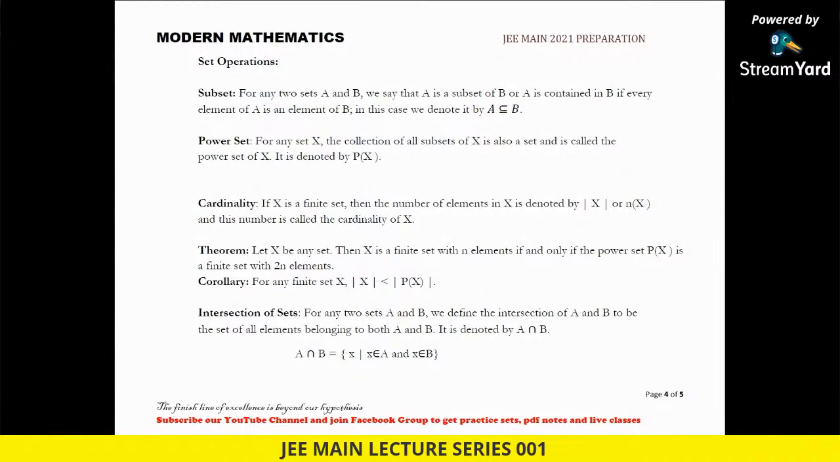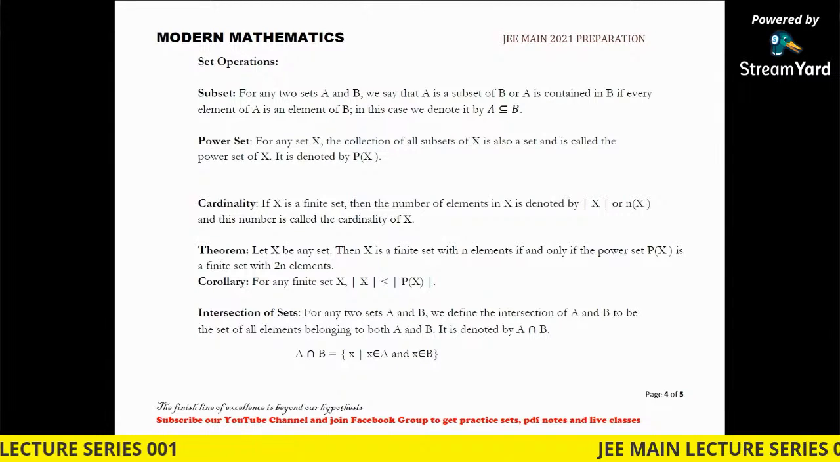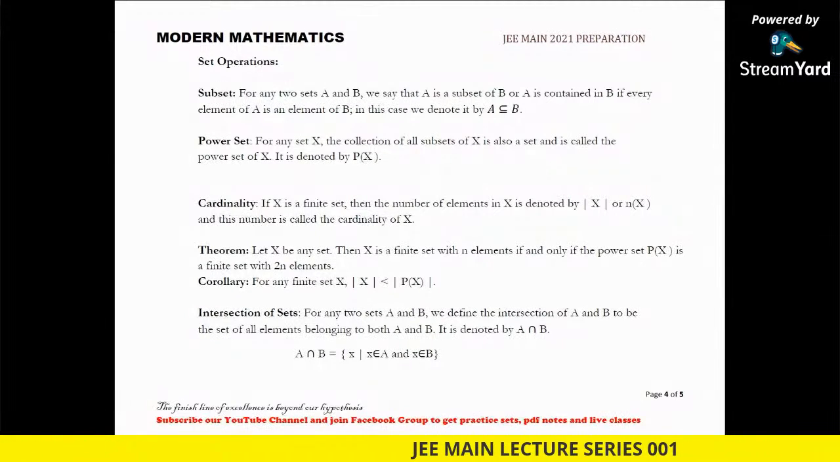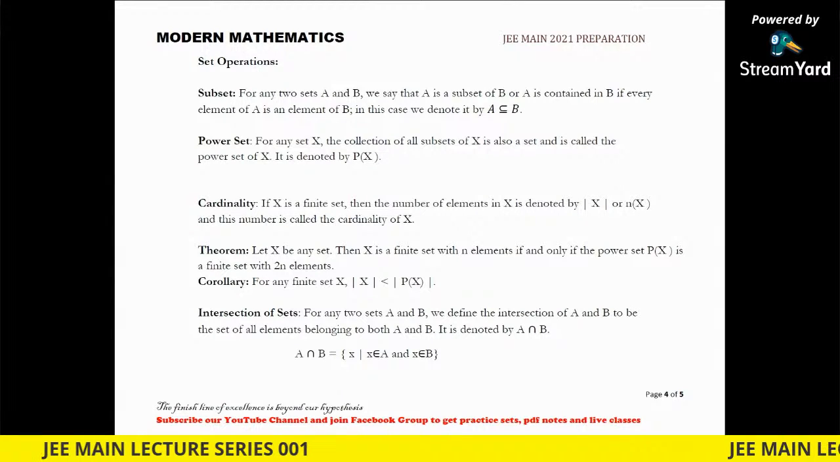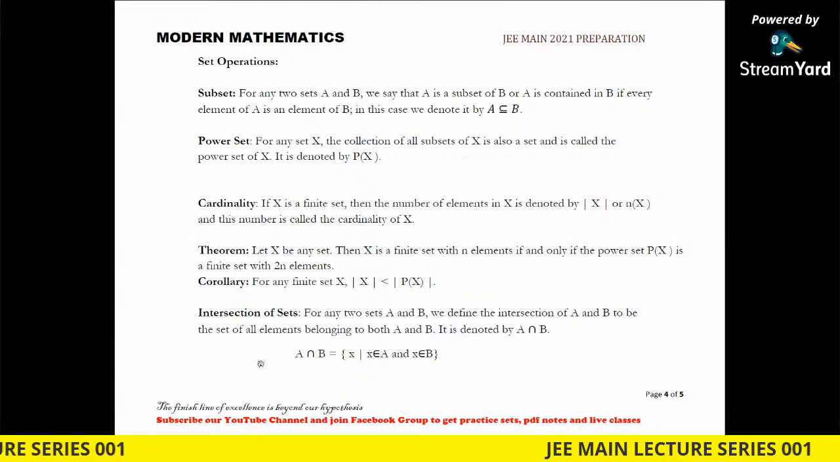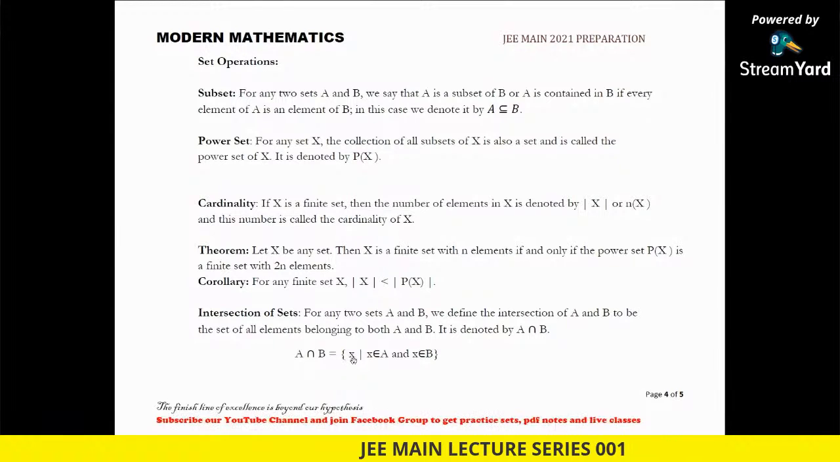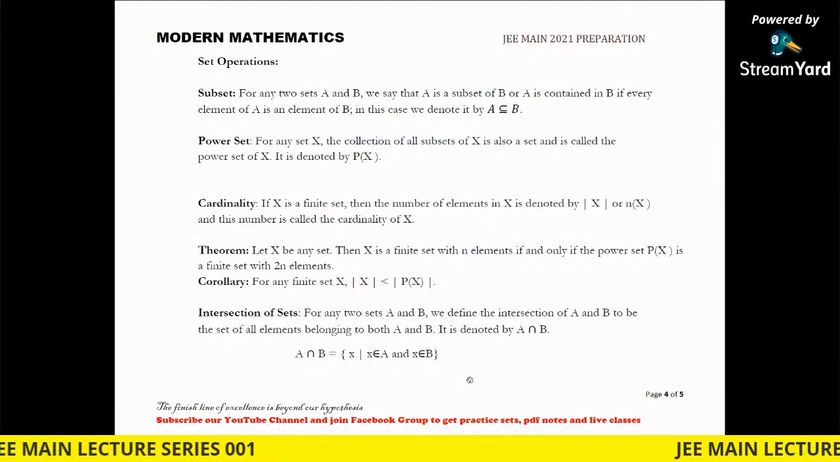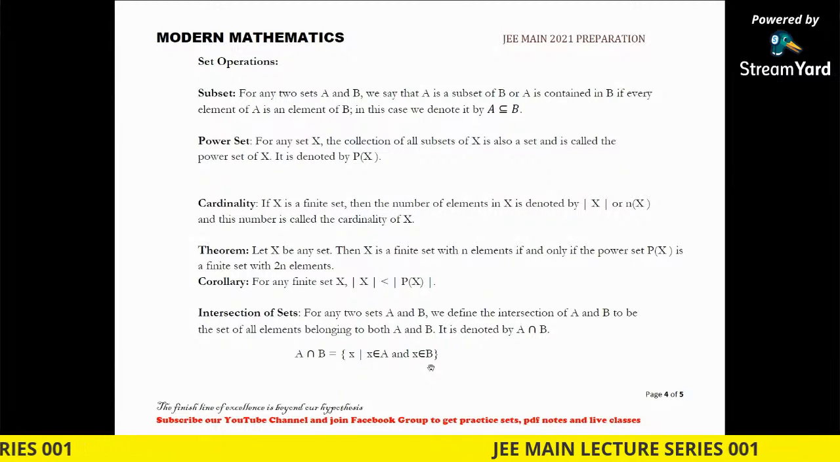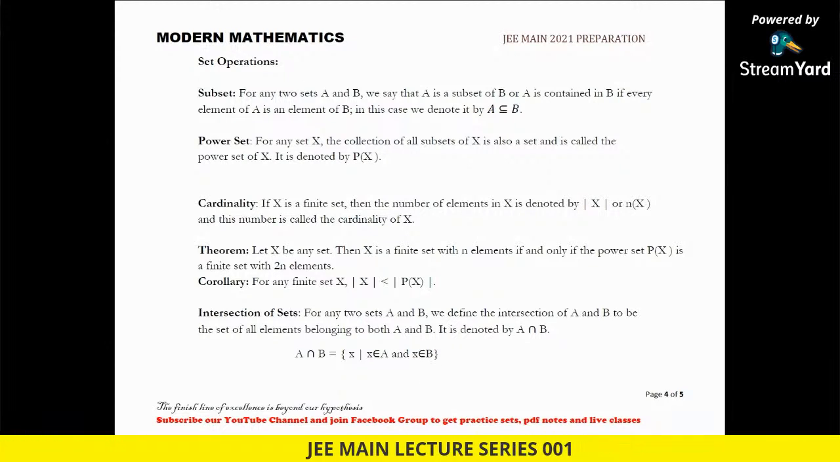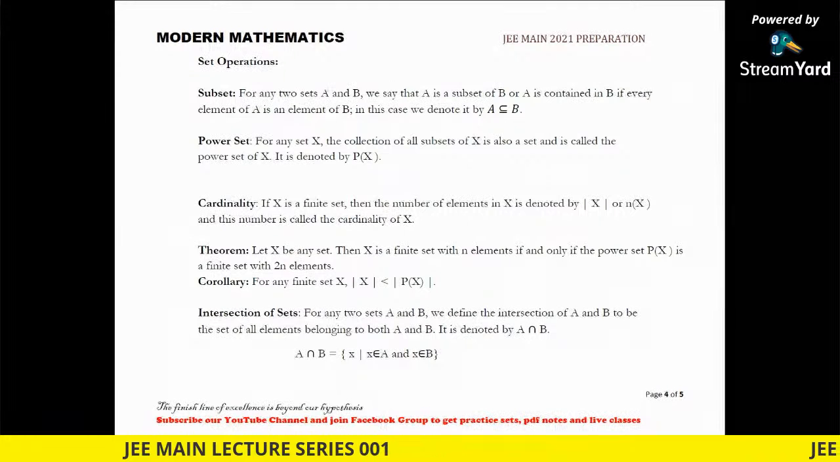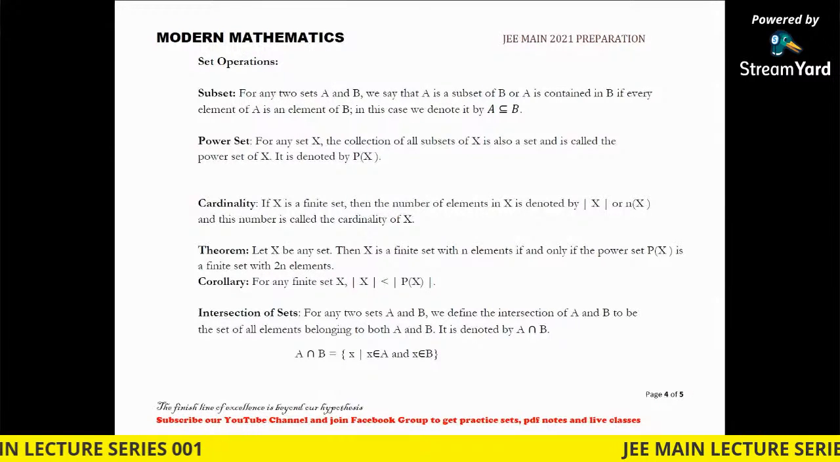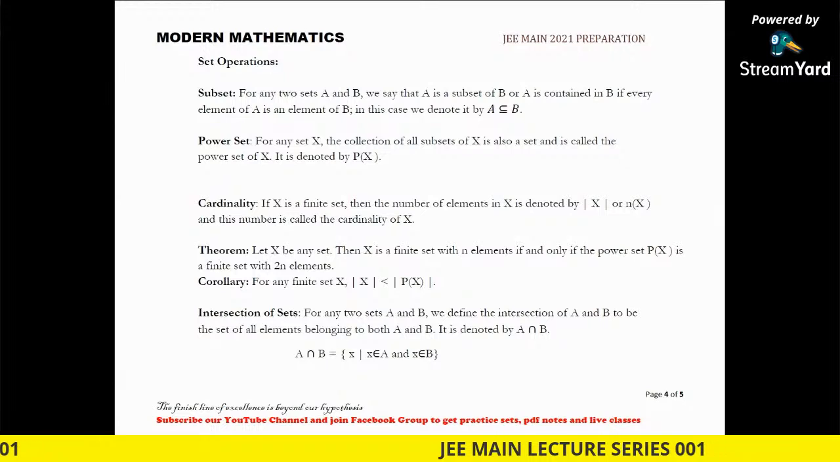The intersection of two sets is also a set, which contains all the common elements of sets A and B. Here I have written it: A intersection B is the set of X such that X is an element of A and X is also an element of B. So this is the main theory, the most important point. X is common to A and B. This is the intersection of two sets.